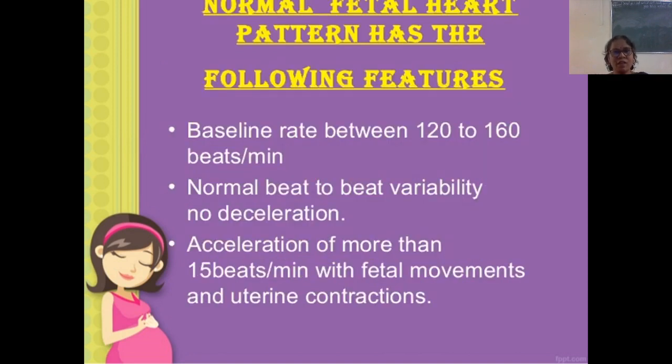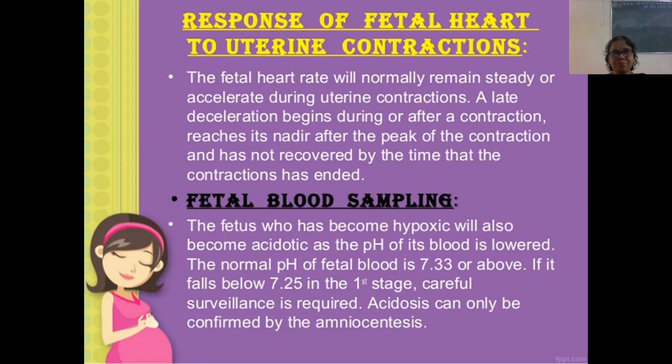Next, normal fetal heart rate pattern will have the following features, that is 120 to 160 beats per minute, normal beat-to-beat variability and no deceleration, and acceleration of more than 15 beats per minute with fetal movements and uterine contractions. And response of the fetal heart to uterine contractions. The fetal heart rate will normally remain steady or accelerate during uterine contractions.